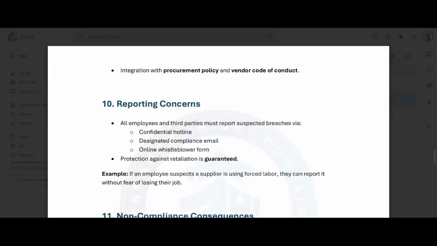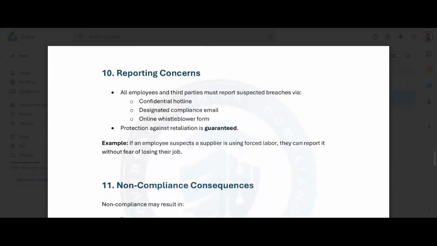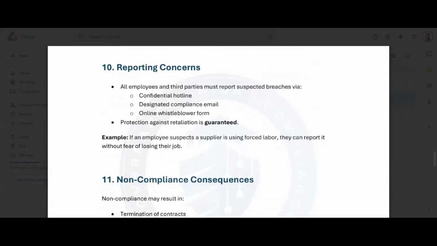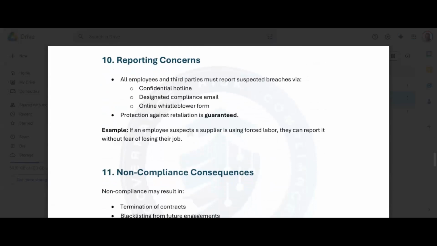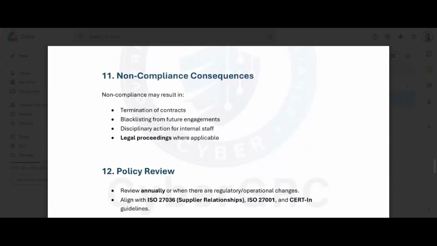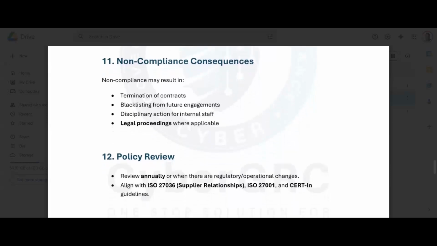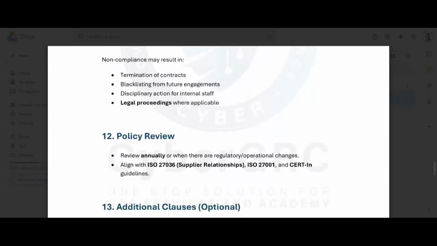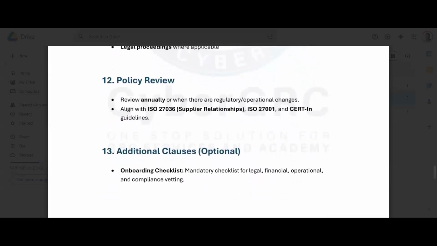What are the reporting concerns? If anybody sees any non-compliance from a third party, for example anything suspicious, please inform the company immediately. Non-compliance consequences: any third party not complying with this policy will face termination of contract, blacklisting and so on. Simple. Policy review: when it will happen, who will do it and all that.